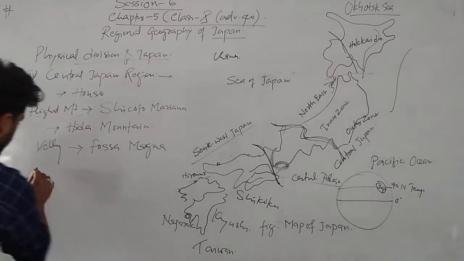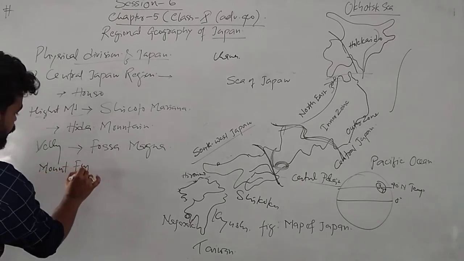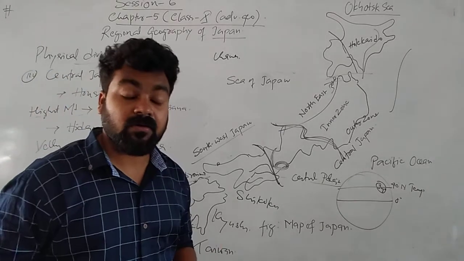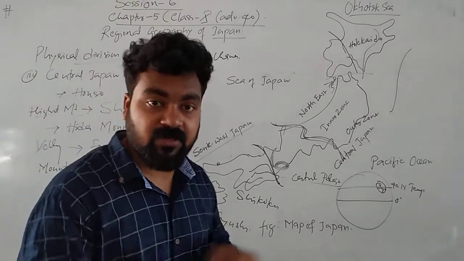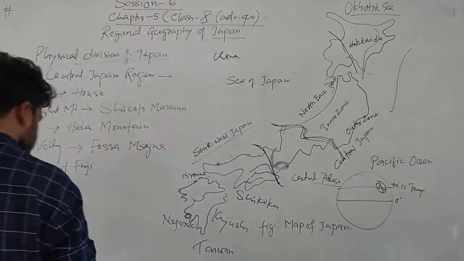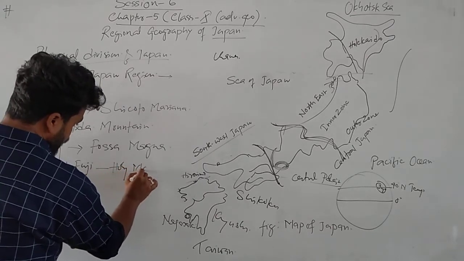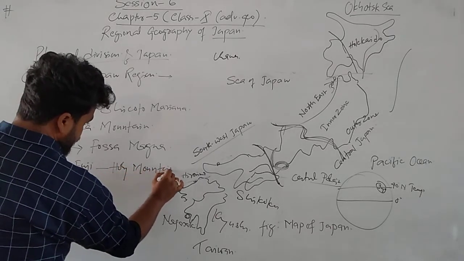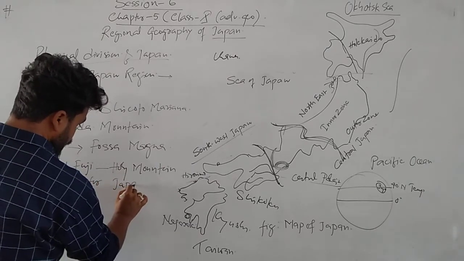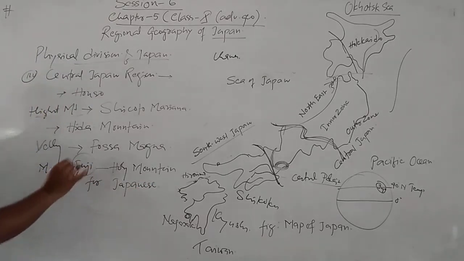Okay. Again another mountain is there, that is called Mount Fuji. You have heard about Mount Fuji, I think. Japan considers it the holiest mountain. They actually worship Mount Fuji, because this is the holiest mountain for the Japanese. So we can write: this is the holy mountain for Japanese. This is Mount Fuji. Remember.